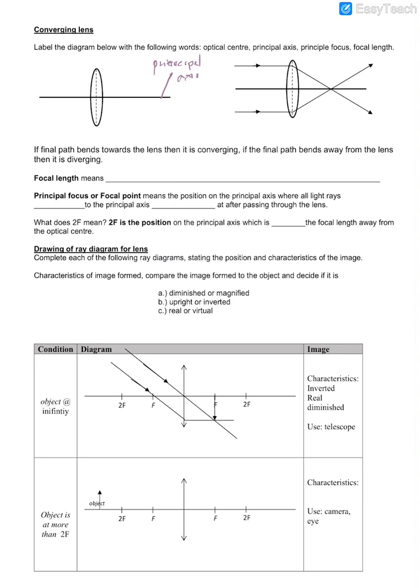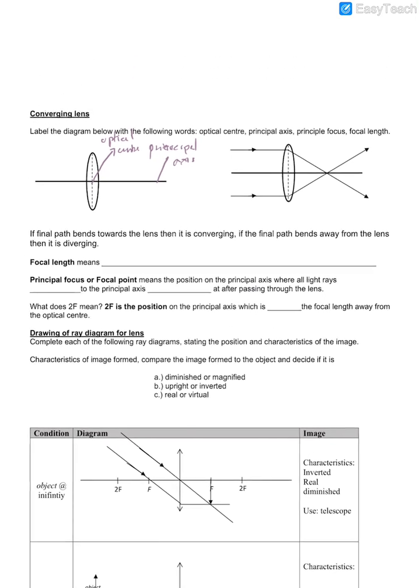So, axis is a line that cuts through the center of the lens. The center of the lens is known as the optical center. Okay, so all these are imaginary lines. Of course, the principal axis is an imaginary line. Optical center is the center of the lens.